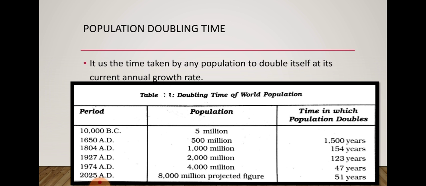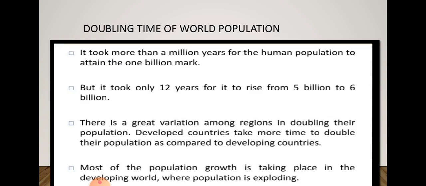So you can see in 1650 AD the population was 500 million, but in 1804 it was 1000 million. So it doubled itself in 1804. How many years did it take to double? This kind of question can come: they will provide you the chart and ask you questions. Even short questions can come.